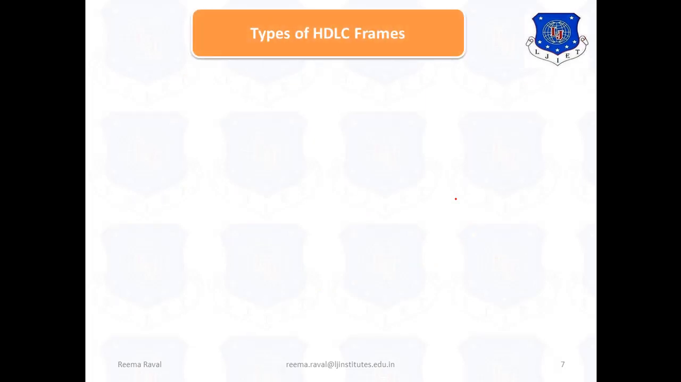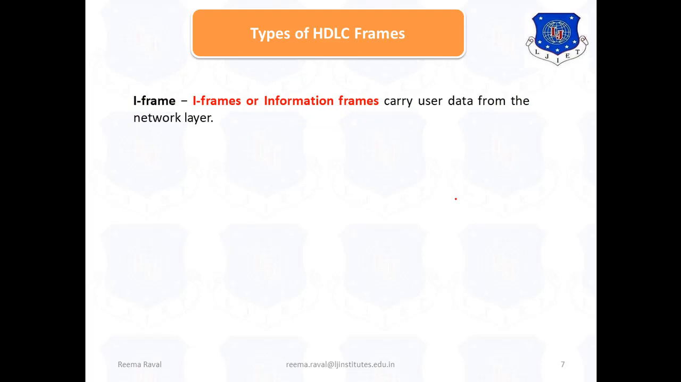Now let us see the types of HDLC frames. There are 3 types of HDLC frames. First one is the I-frame, which stands for information frame, which carries user data from the network layer. They also include flow and error control information that is piggybacked on user data. The first bit of the control field of an I-frame is 0.